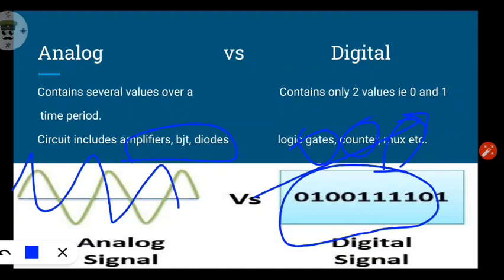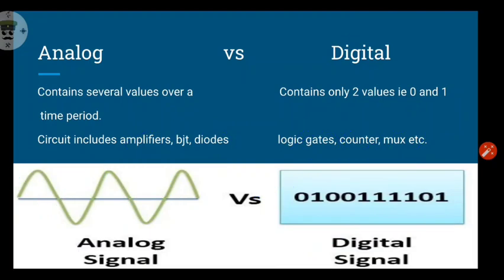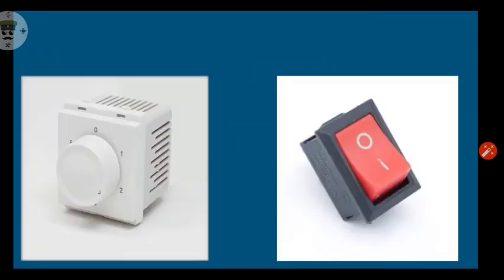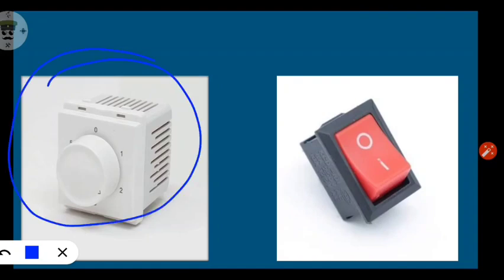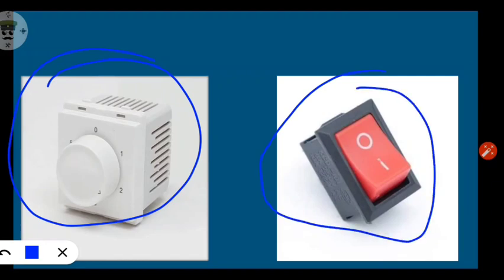So many of you will be having doubt here, you still haven't understood. Okay, let's understand it with a practical example. The analog signal has so many values at a particular time period, right? And the digital signal has only two values. So the analog signal is like this regulator for a fan, and the digital one is like a switch for this fan. So now I think you will be getting something.